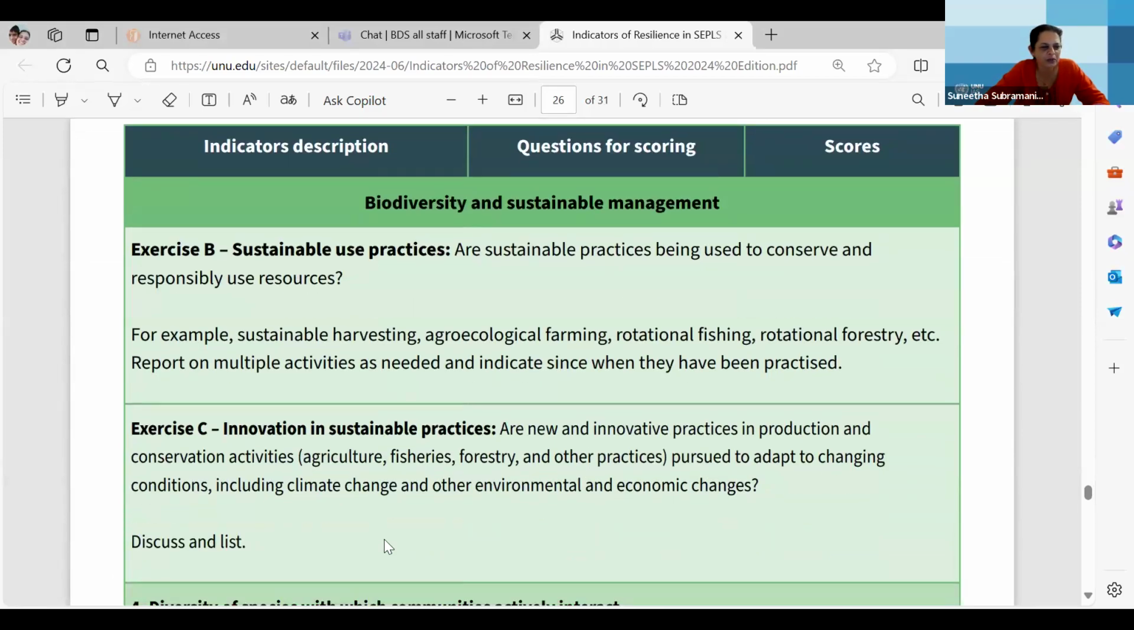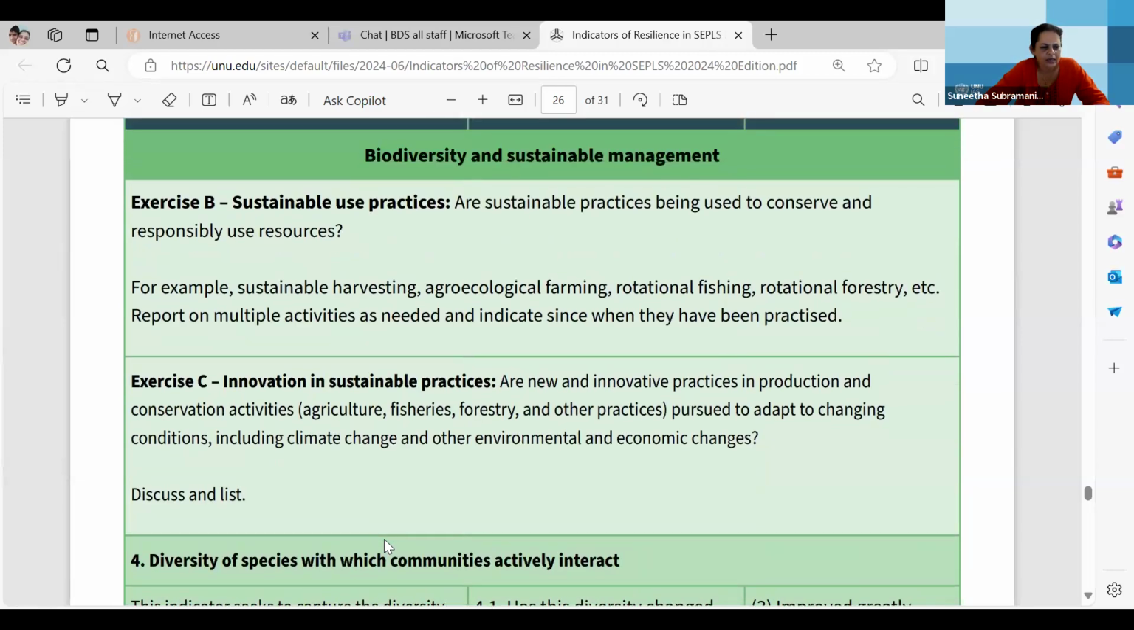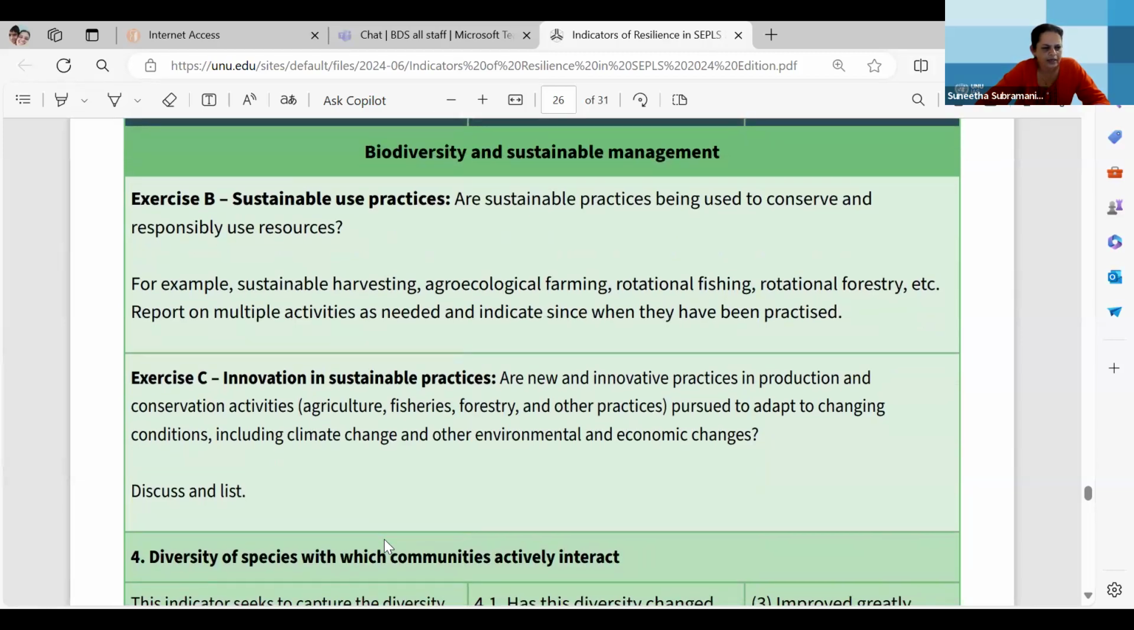The second one is where we wanted to do the deep dive. So the second topic is on biodiversity and sustainable management, which is really the core of the activities on the ground. So it's all about use. So the exercise we start off with, there are two exercises that we suggest. One relates to sustainable use practices. So it's looking at whether sustainable practices are being used to conserve and responsibly use the resources.